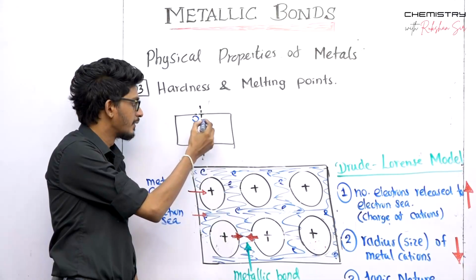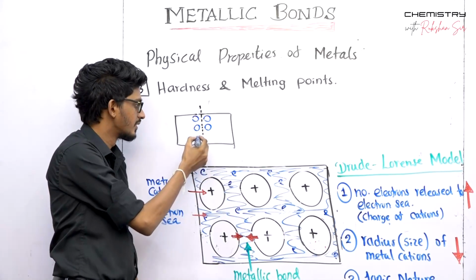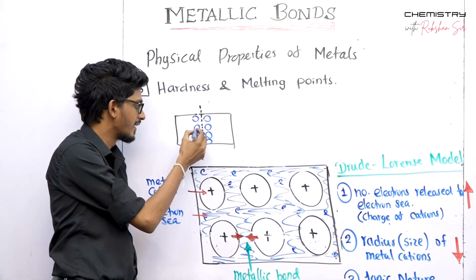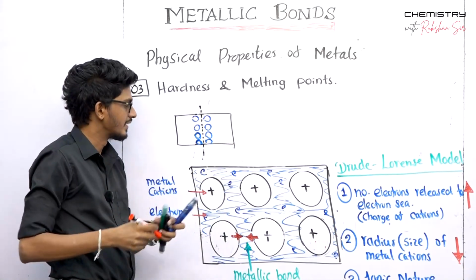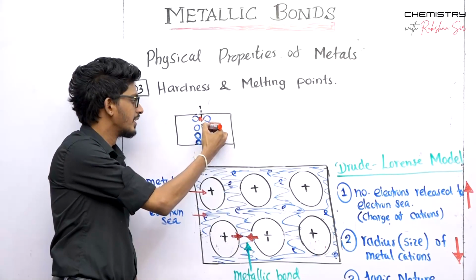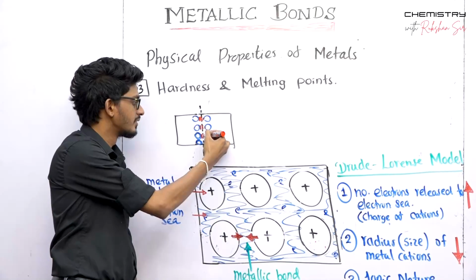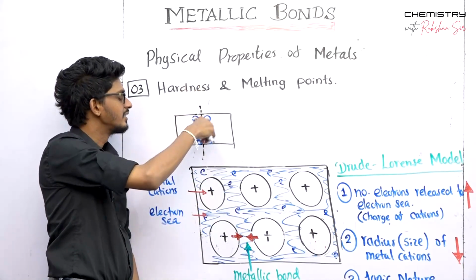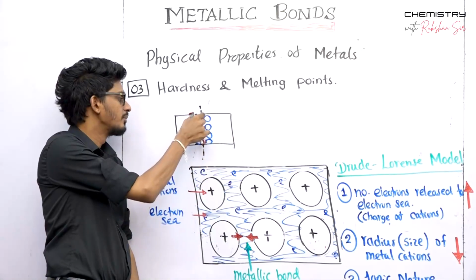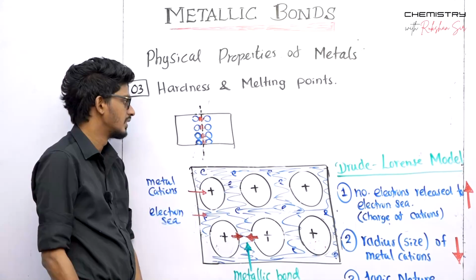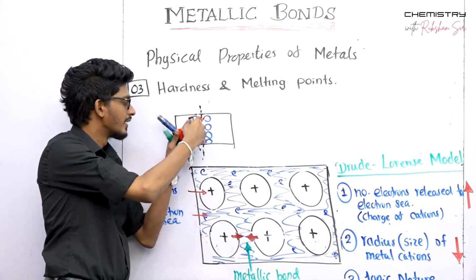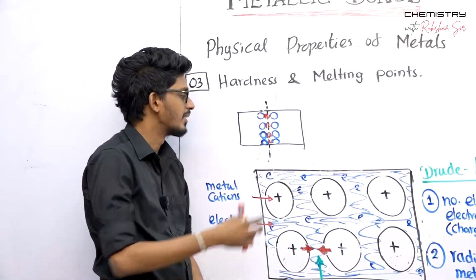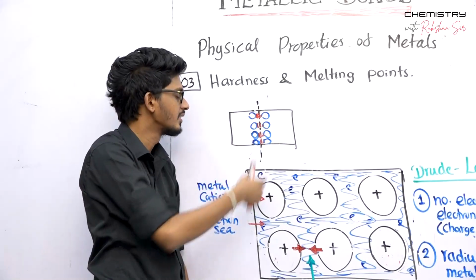If the metallic bonding between the atoms of that space is strong, very strong, then it is very hard to cut this thing into two, no? If the metallic bonding between the two atoms is very strong, then it is very hard to put them apart from each other. So if the metallic bonding is strong, we consider such a material as a hard material.